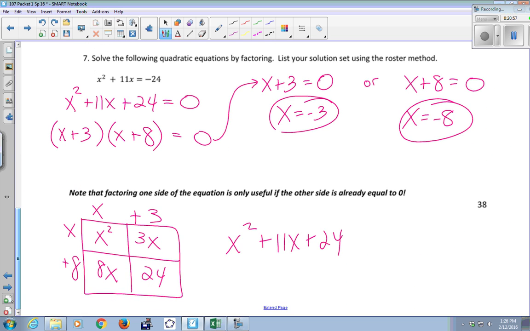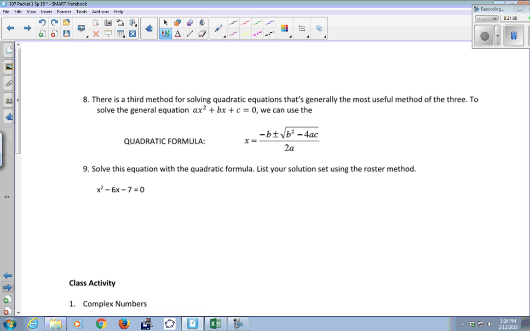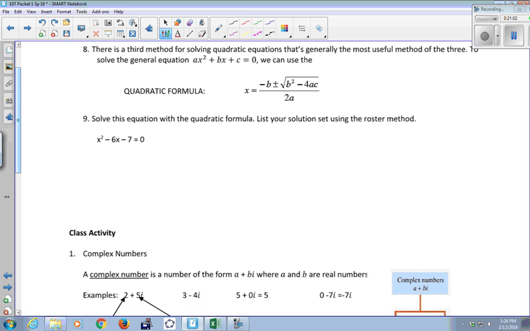All right, so let's jump to our third method for solving a quadratic equation. It's generally the most useful method of the three because you can use it even if you can't figure out how to do the factoring, which is handy. Okay. So to solve an equation ax squared plus bx plus c equals 0, you use the quadratic formula. So we just have to identify what a, b, and c are, plug them into the formula. So in this case, what is a? 1. It's a coefficient on x squared. There's nothing there, so you assume there's a 1.